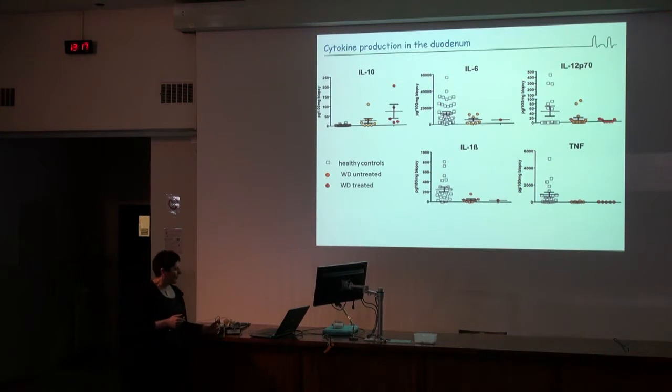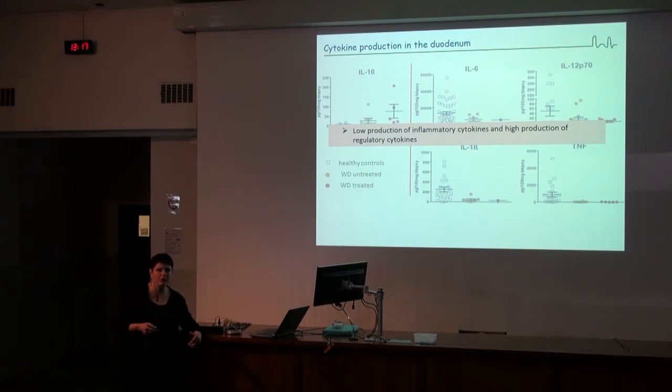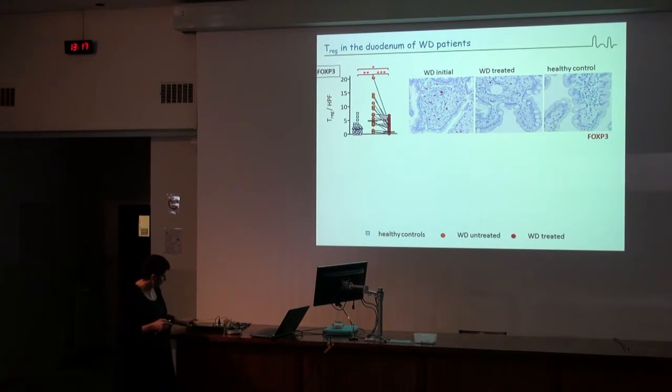So there is also, in the blood and in the duodenal mucosa, a regulatory milieu and the enhanced production of regulatory cytokines. Now that leads us to the idea that regulatory T cells may play an important role, and indeed when we look in the duodenal mucosa and we use FOXP3 as a marker for regulatory T cells, in the histology it's obvious that we have pretty much FOXP3 positive regulatory T cells in Whipple's disease before treatment.